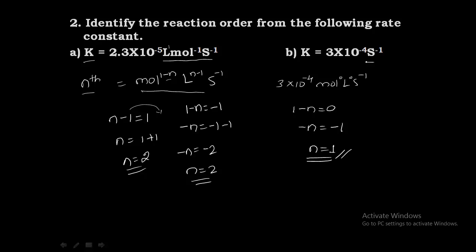The unit of a first order reaction is per second and the unit of a second order reaction is liter per mole per second. Either you can remember the unit directly or you can solve it by using this formula.